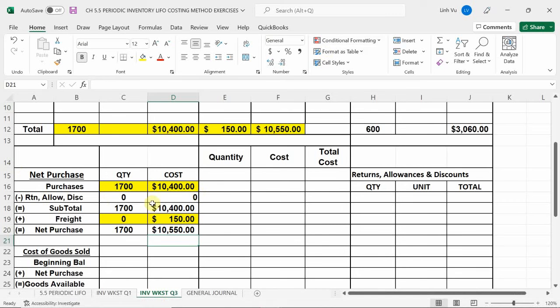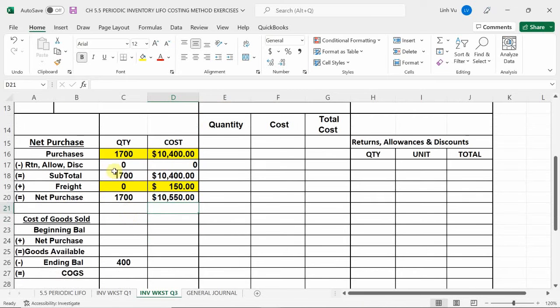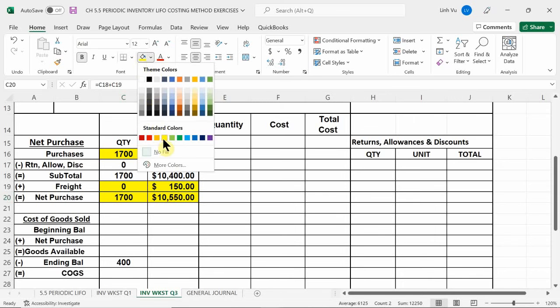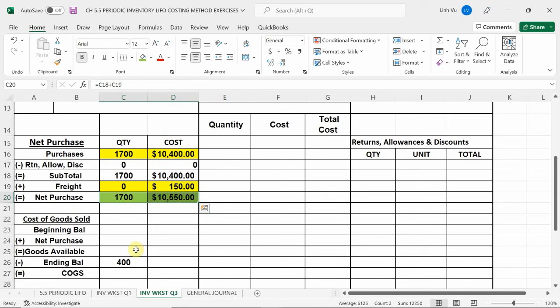And again, this is just so you can match your numbers together. But if you have returns and allowances, it will not match. Okay? So now that we have this, we know that this is our net purchases and we will be carrying it over. Now, do we have beginning inventory?